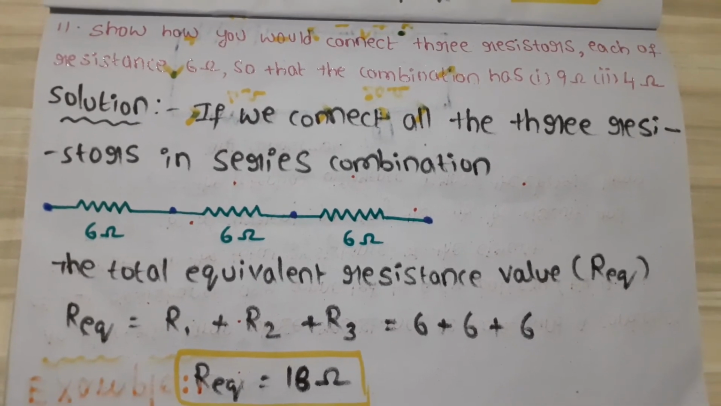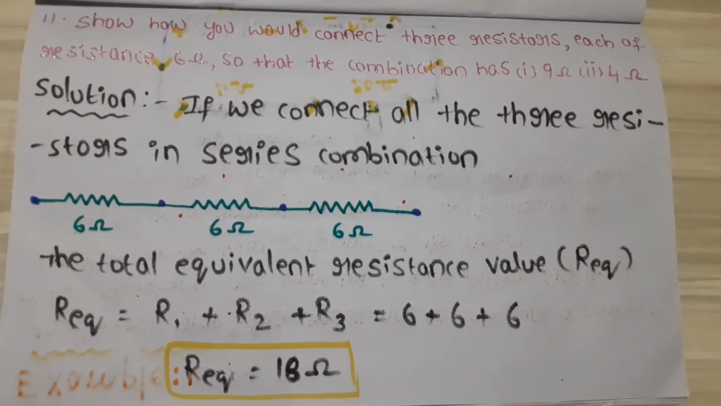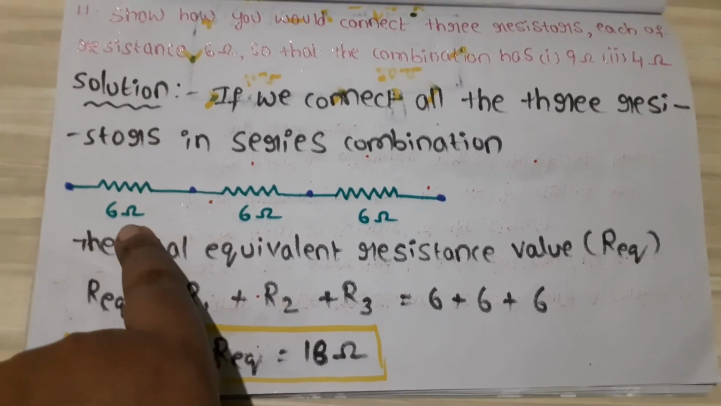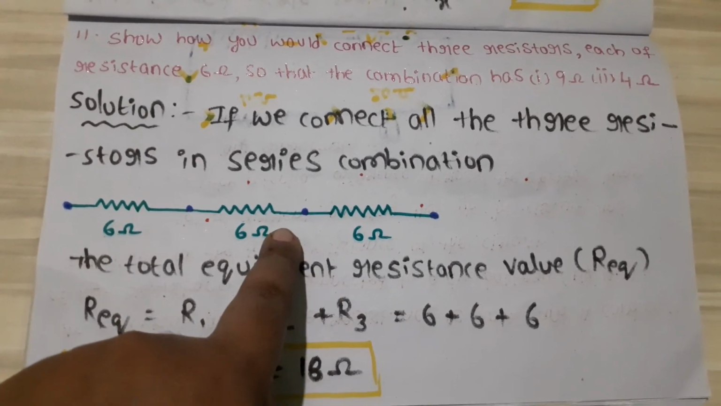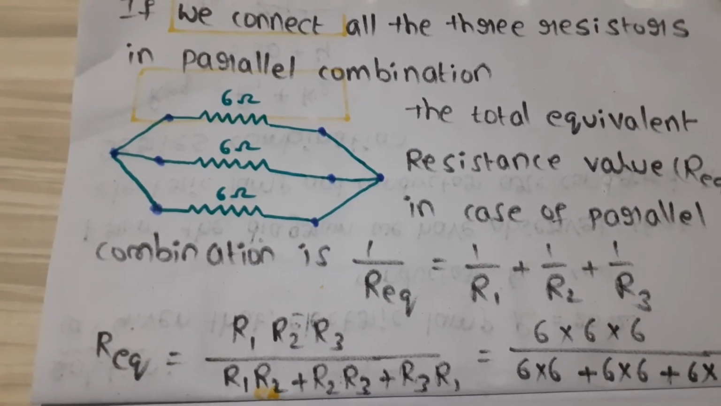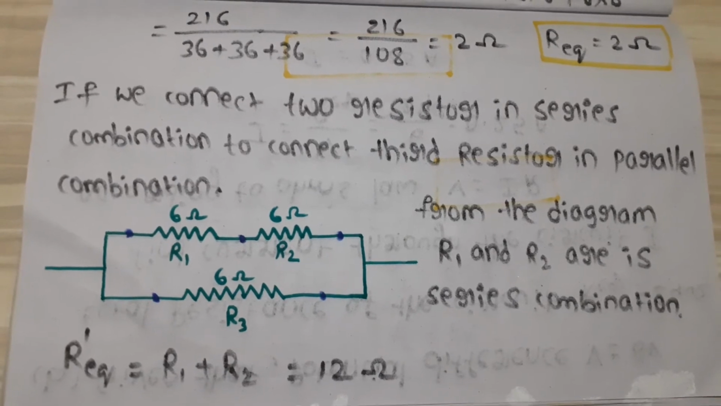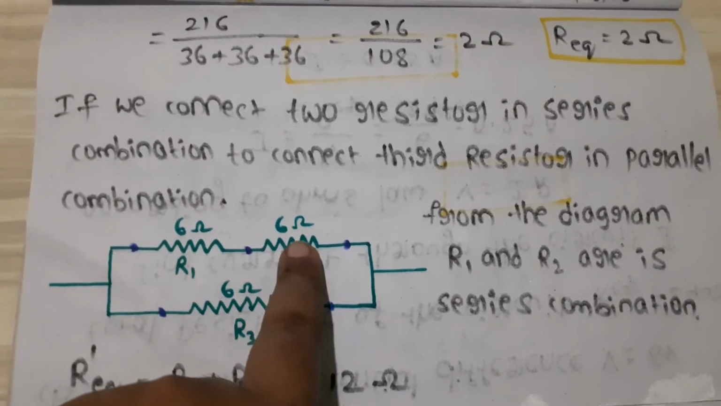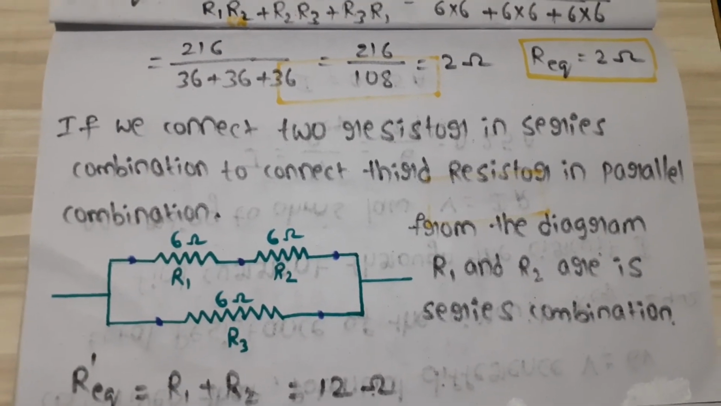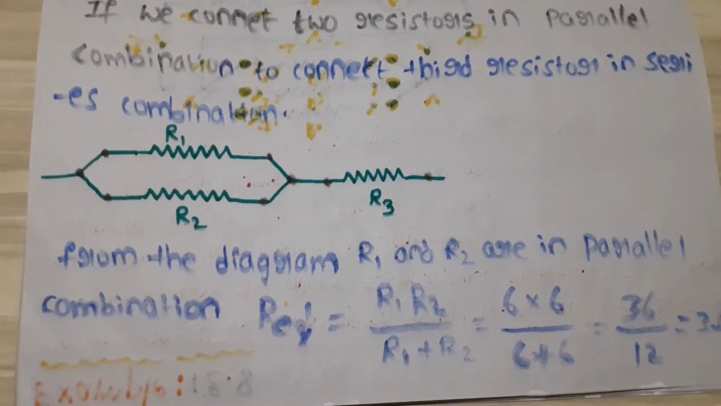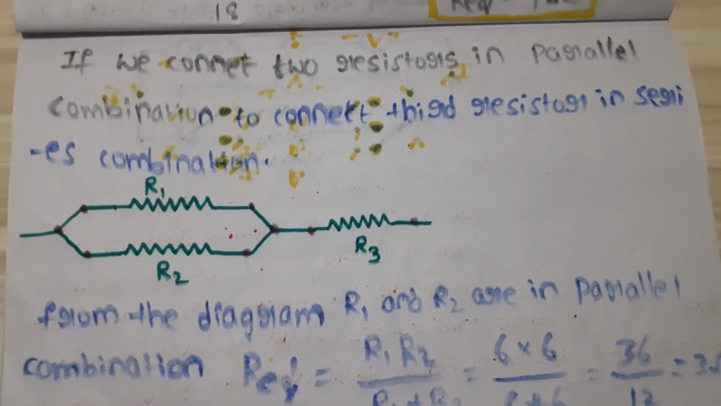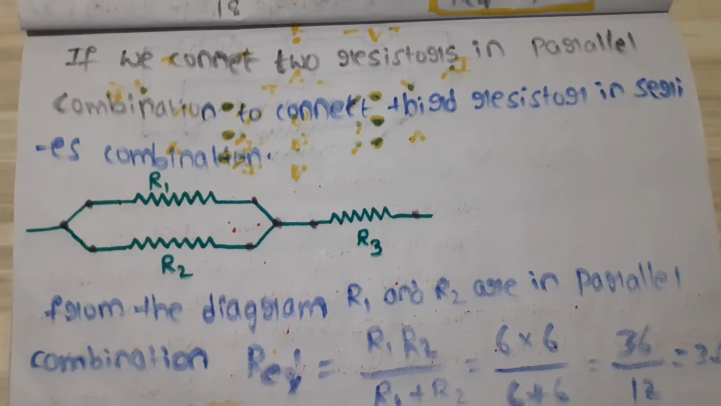So I am taking 4 cases. Case 1, 3 resistors of each resistance value 6 ohms are connected in series combination. Second case, 3 resistors are connected in parallel combination. Third case, 2 resistors are connected in series combination, parallel to the third resistor. Fourth case, 2 resistors are connected in parallel combination, in series with the third resistor.